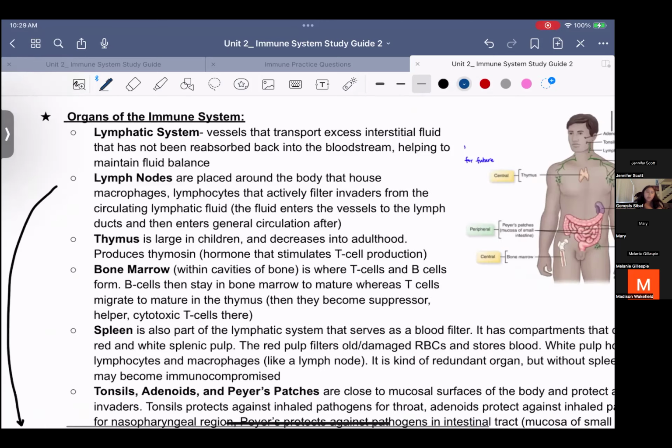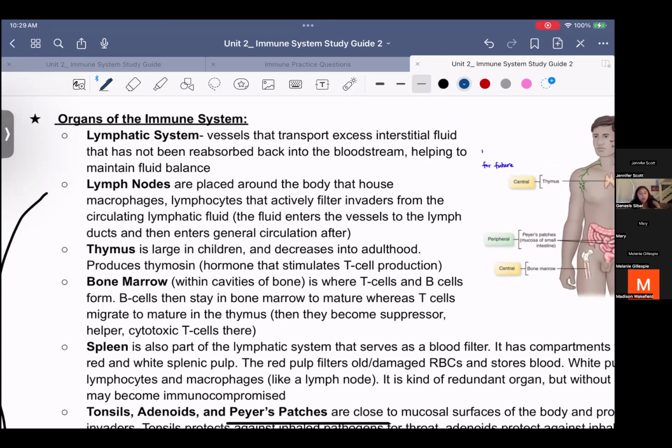Okay, so now we're going to go to lymph nodes. So again, we kind of talked about it already. They're placed around the body and house macrophages and lymphocytes that actively filter invaders from the circulating lymphatic fluid. The fluid enters those vessels to the lymph ducts, and then enters the general circulation after. So they basically help filter and clean the bloodstream.